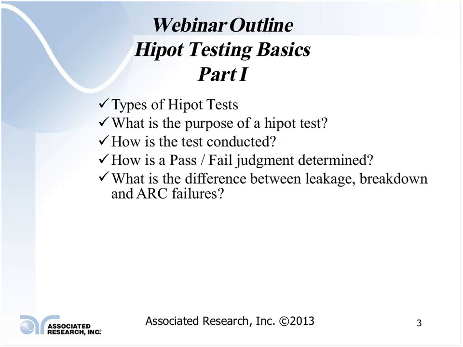Basically, how do we make pass-fail judgments? How is that determined? What we need to do as part of our daily routine to verify the equipment briefly. Talk about the differences between leakage, breakdown, and arc failures. All this material will be covered today. Next week on Wednesday morning, we're going to be doing part two, which is going to be going more in depth into some of the Hipot testing applications and problems you may run into.